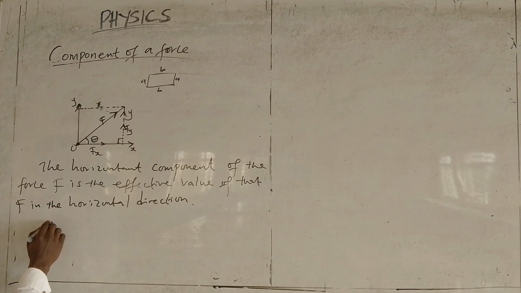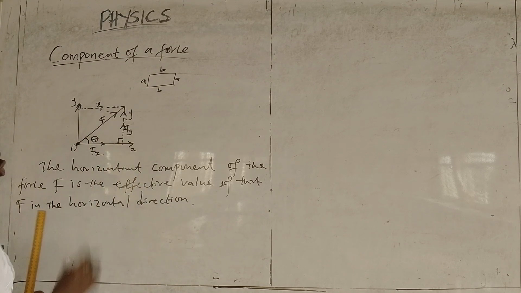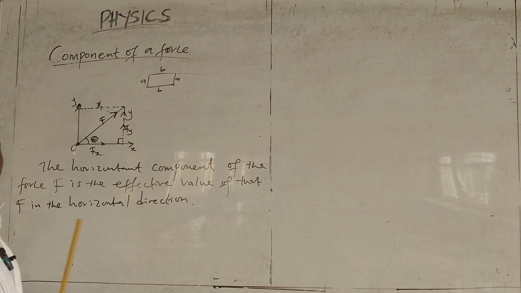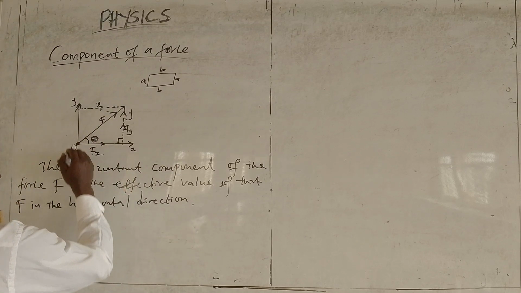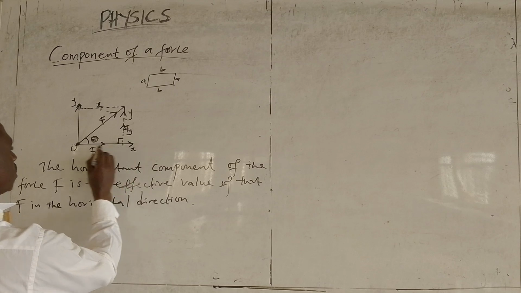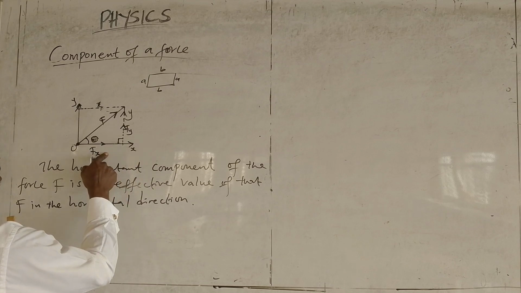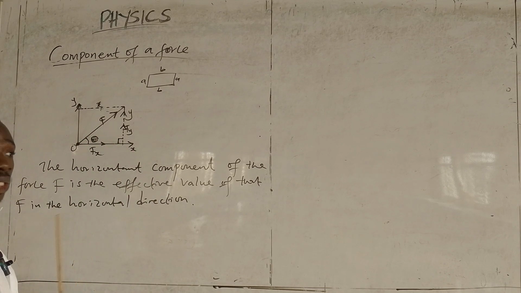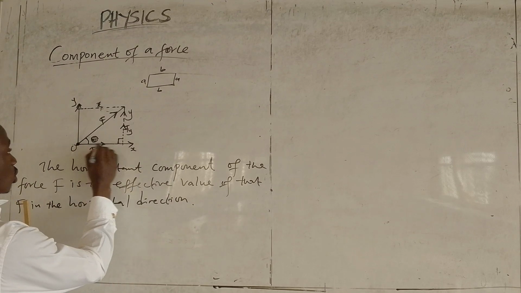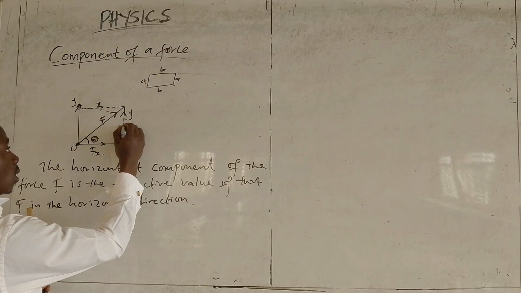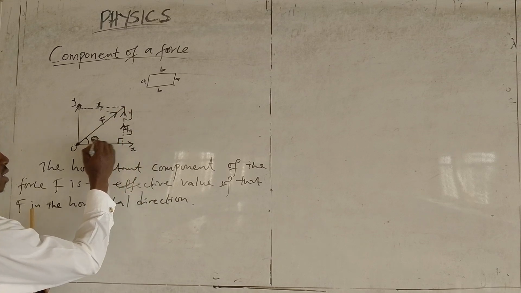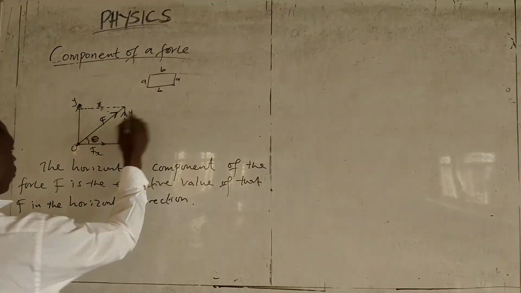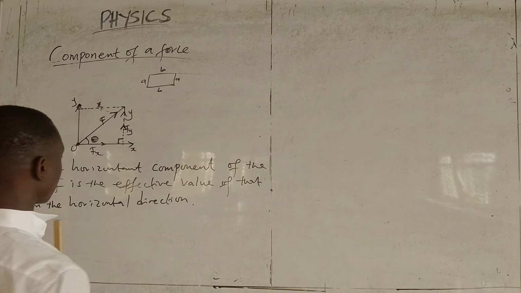So, what is that Fx? Now let's use SOHCAHTOA. I believe you are conversant with your SOHCAHTOA, all those trig ratios. Since this is a right angle triangle, I want to express Fx in terms of theta and F. So is Fx opposite or adjacent? This is adjacent to theta. Fy is opposite to theta, the one facing theta. While F itself becomes the hypotenuse.